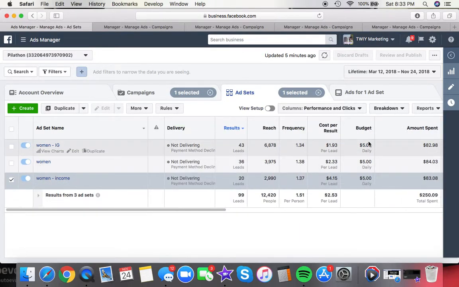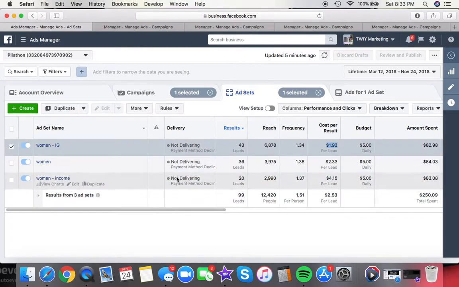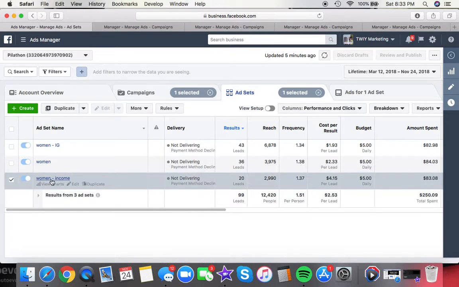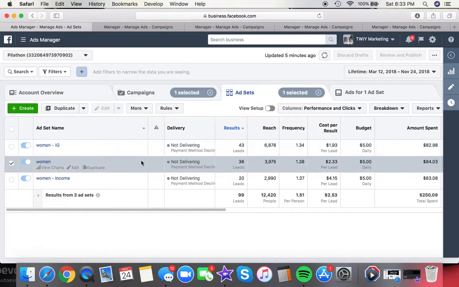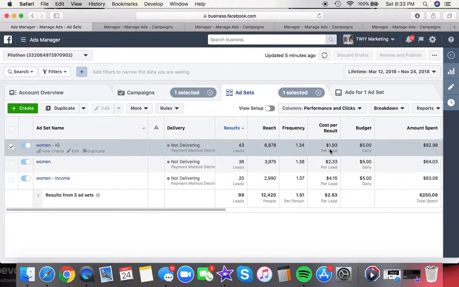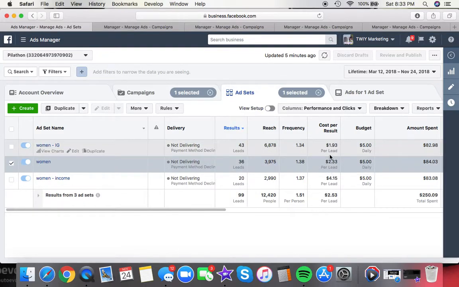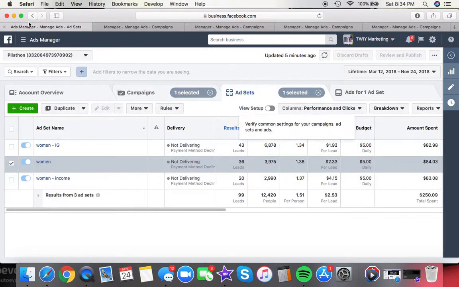But this right here is why I would turn this particular campaign off, which is the women with income on Facebook, because I'm paying more than double the cost per lead than I was on Instagram. So if I had a $10 a day budget, I would leave women on Instagram, just leave it, because this is not too far off, and it's good to have leads coming from Facebook and Instagram. So these are the two campaigns that I would look at just right there. So let's hop into another.